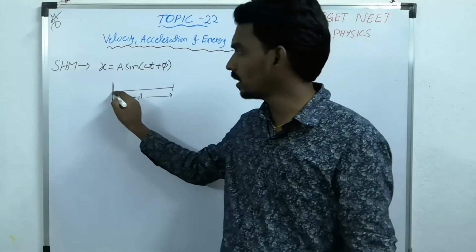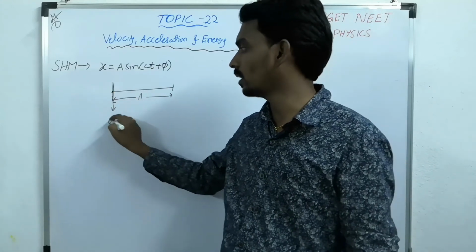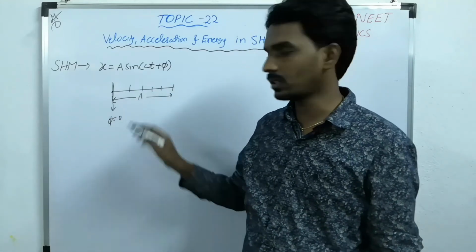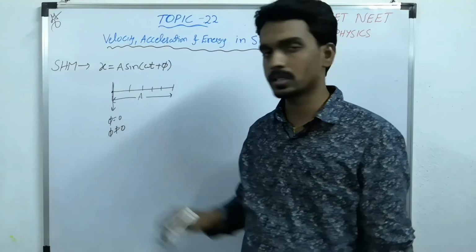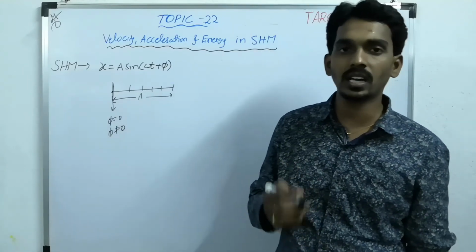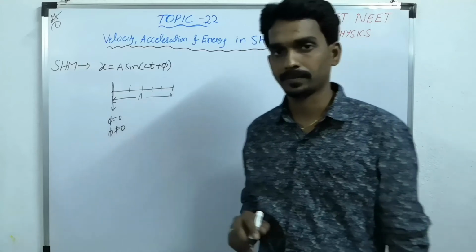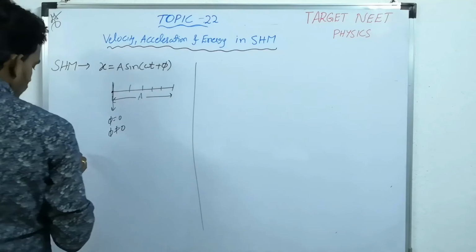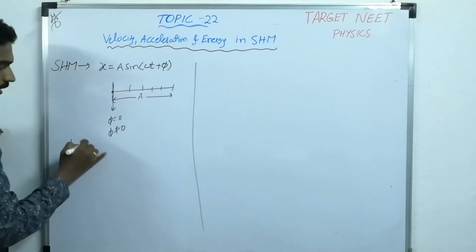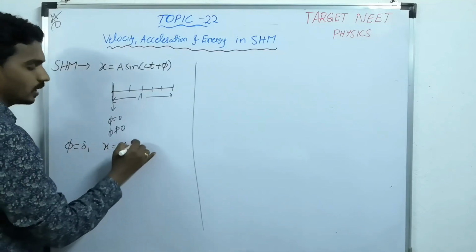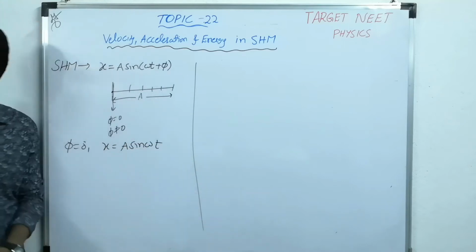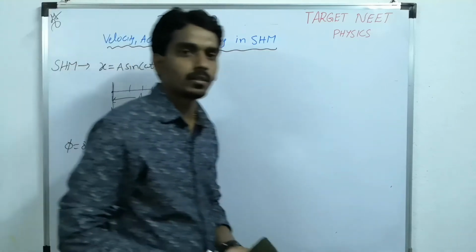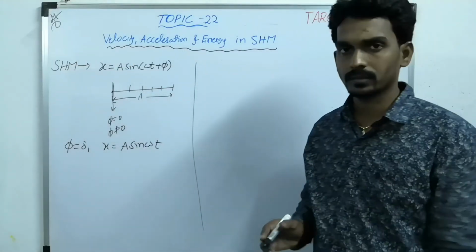And if it starts from the equilibrium position, then phi is 0. If it starts from any other position, then phi is not 0, that is called the initial angular position. Now if you start from the equilibrium, then phi becomes 0, and the displacement becomes A sin omega t. This is our displacement equation in simple harmonic motion.